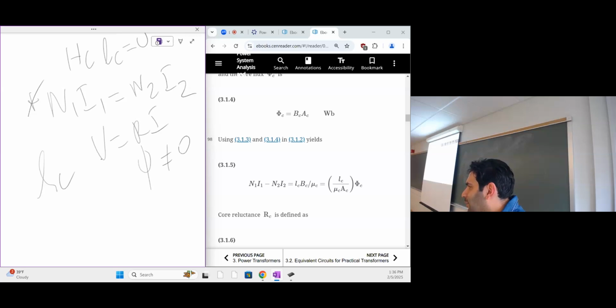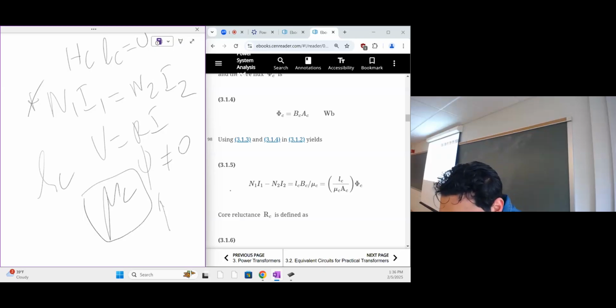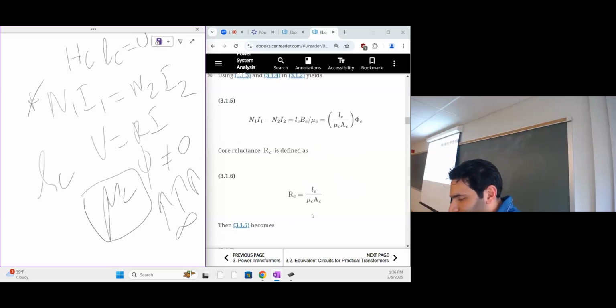It means there's no magnet at all if this is 0. And the area must be finite because this is a physical device. So the only term I can play with is this mu, the permeability. This is the only term I can play with to get an ideal transformer. I have to make this as high as possible, to infinity, so that this term turns to be 0. Okay? And this is why this is called an ideal transformer.